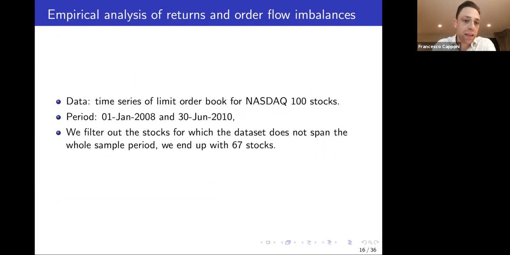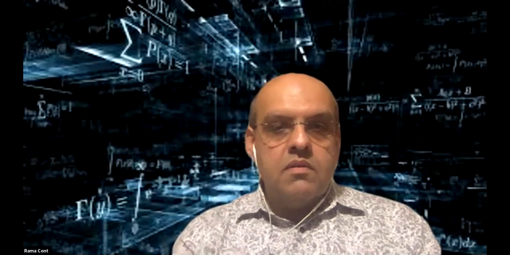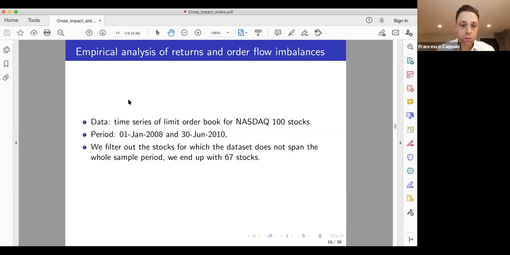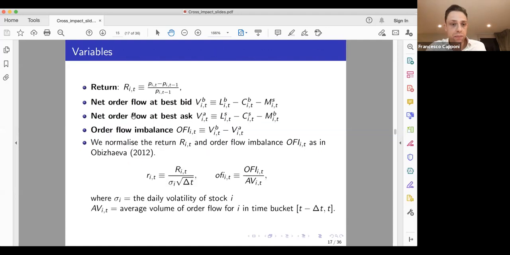Now we look at some data. We look at limit order book from NASDAQ 100 stocks. We have data for about 2.5 years, and we filter out some stocks that were not covered during the period. So we end up with a total of 67 stocks.